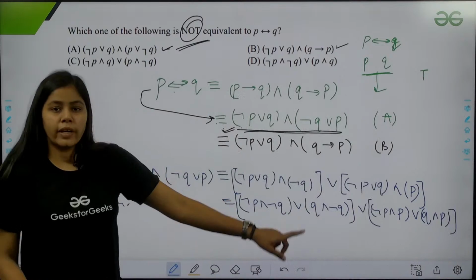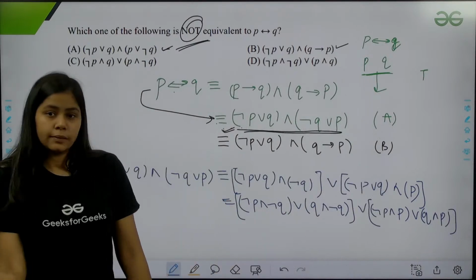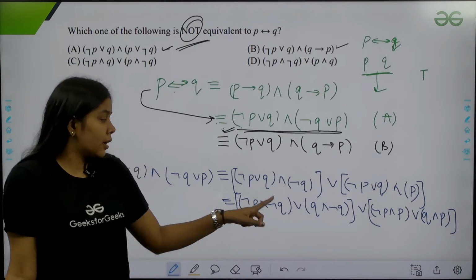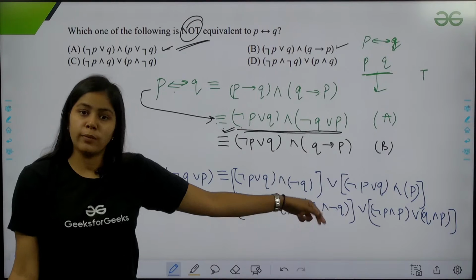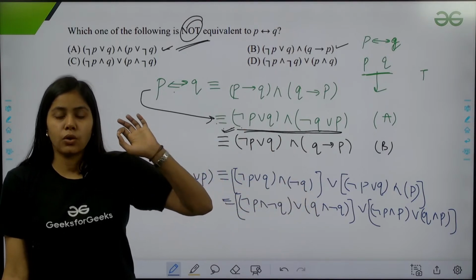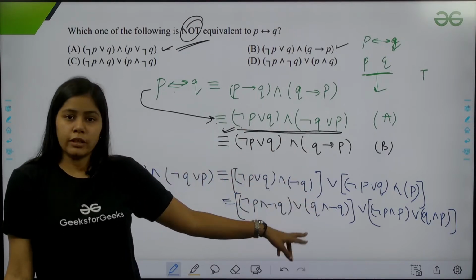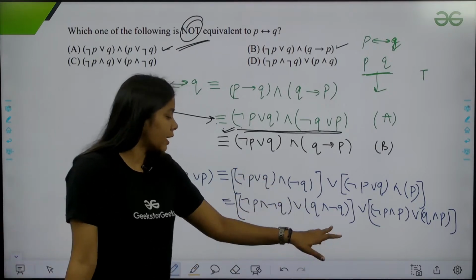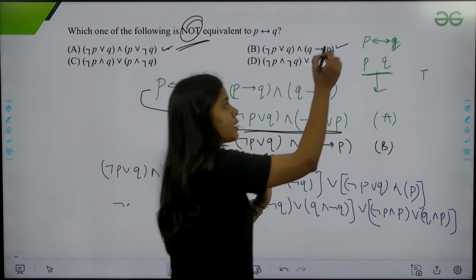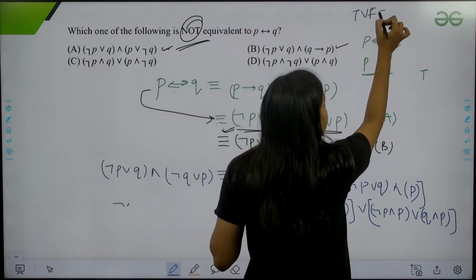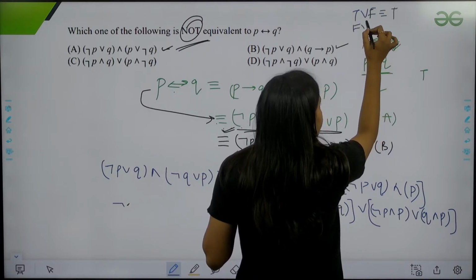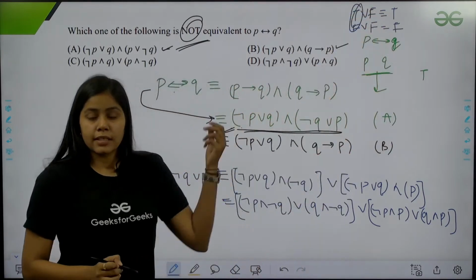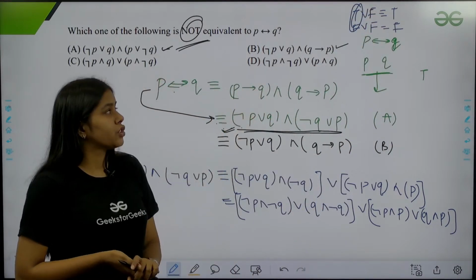Now this Q and negation Q will always be false, right? Why? Because if I take Q true, negation Q will be false, and I know that the and connective is always false whenever one of the propositions is false. So it will always be false. And if I take or with false, suppose I take true with false, I'll get true. If I take false with false, I'll get false. So it completely depends on the left proposition's truth value.